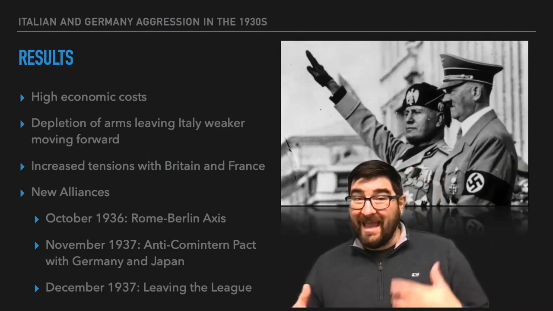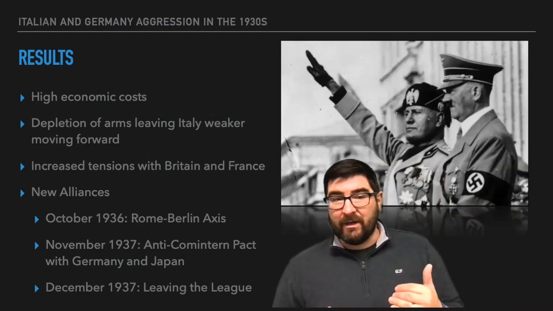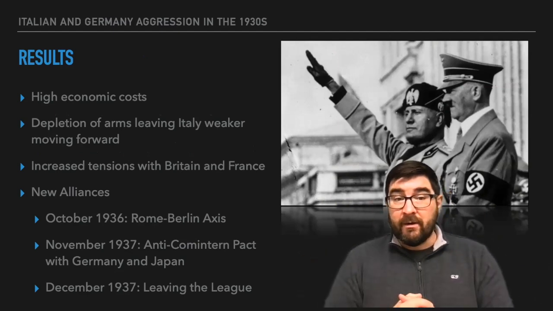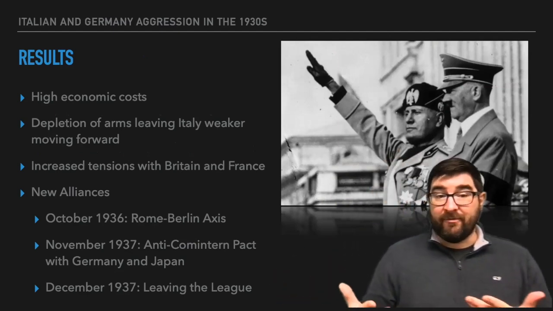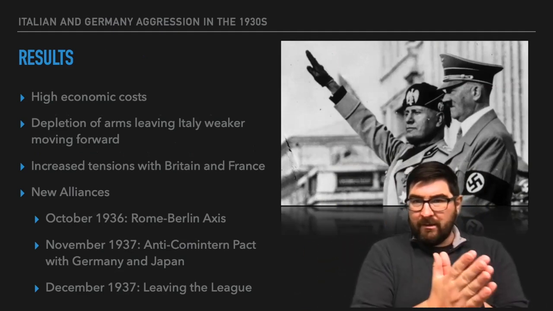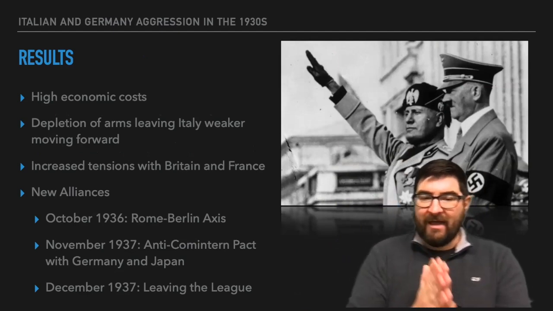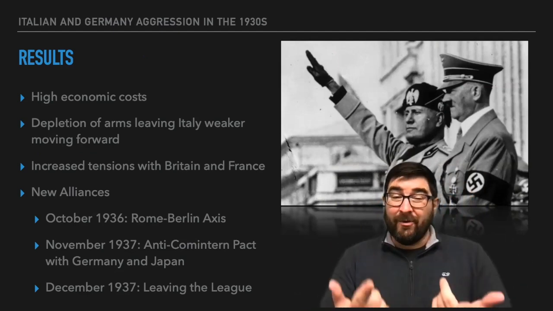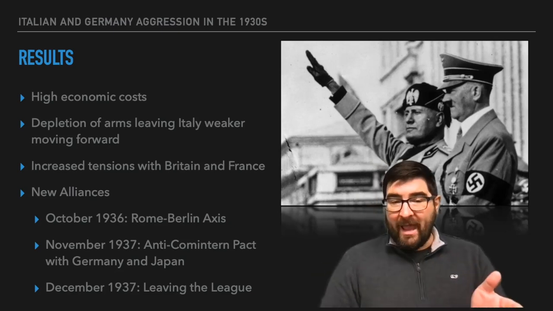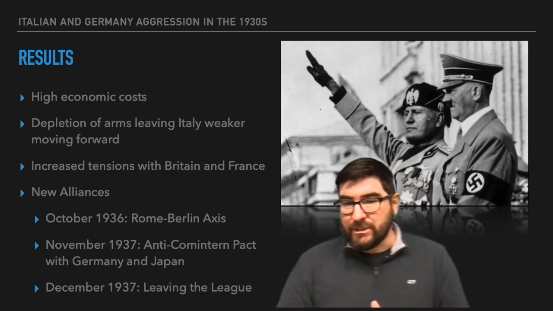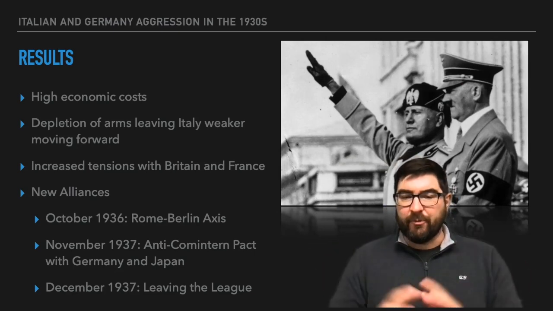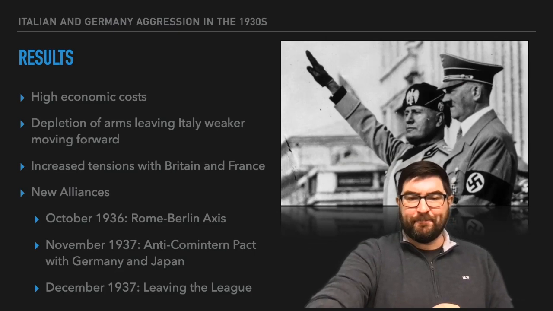The results of this, again, like Abyssinia, are high economic costs, a depletion of the Italian military, leaving it weaker going forward, more tensions with Britain and France, and the new alliances that are going to be created between Nazi Germany and Mussolini's fascist government in Italy. Also, in November of 1937, Italy will join with Germany and Japan in the Anti-Comintern Pact, which is an international group that is meant to stop the spread of international communism.